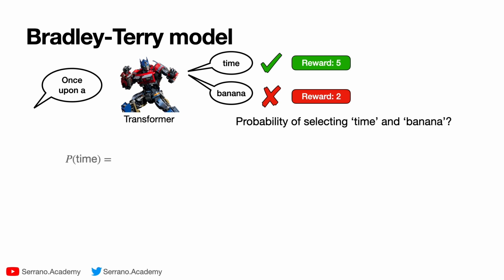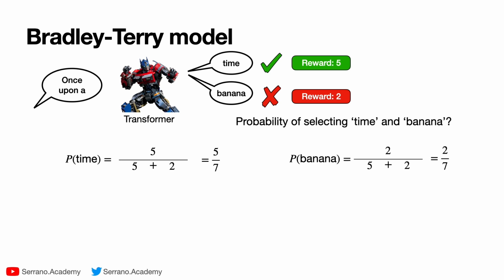So let's think. How much would P time and P banana be? And we want P of time to be higher than P of banana because time has a reward of 5 and banana has a reward of 2. So why don't we make them proportional to 5 and 2? Let's say they're 5 and 2, but of course we need probabilities to add to 1. So let's divide by their sum, which is 7. And now we have 5 over 7 and 2 over 7. And those are genuine probabilities because they add to 1. And the probability of time is bigger than the probability of banana. So are we good?